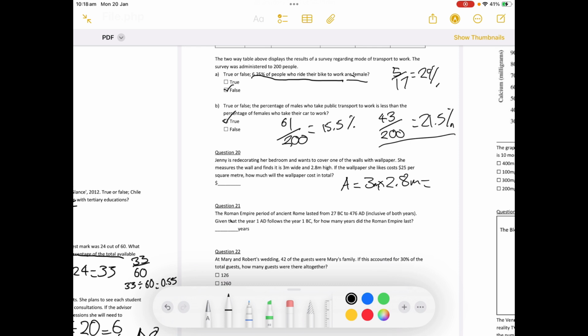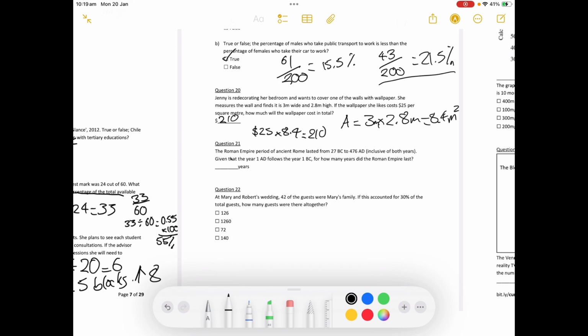Enter that in a calculator. You should get 8.4 meters squared. Now it's going to cost her $25 per square meter, so we're going to work out the total cost by doing 25 times 8.4, and we get 210. So she needs to spend $210 on this wallpaper.